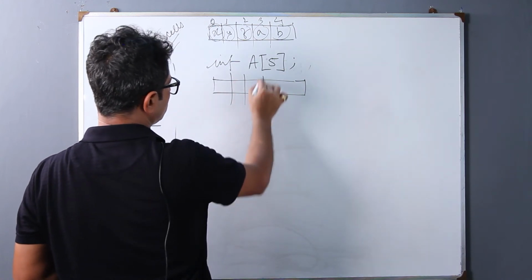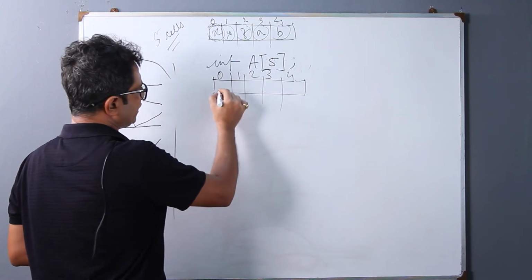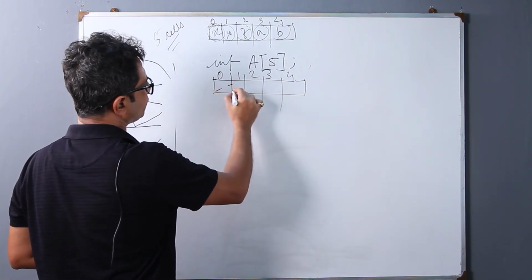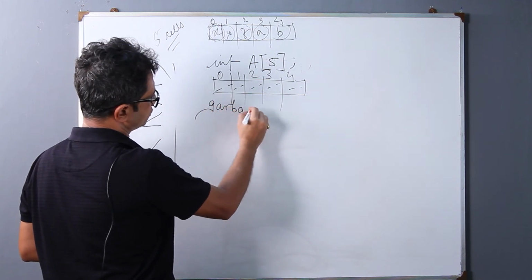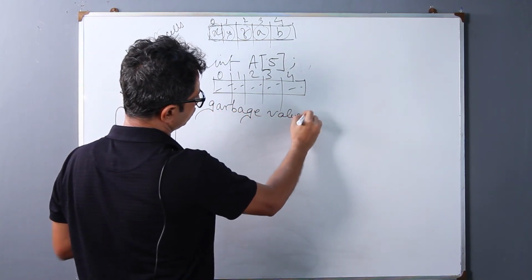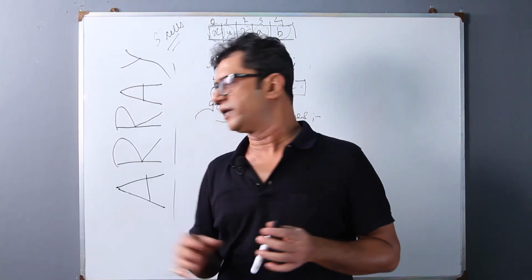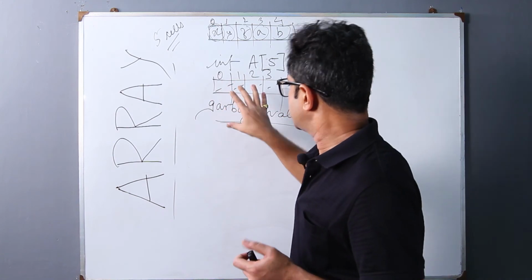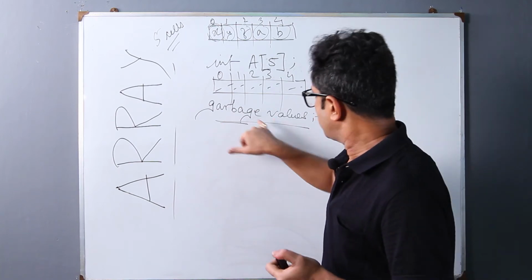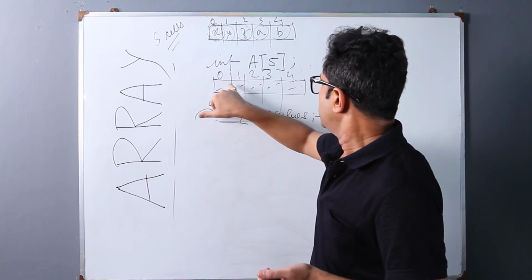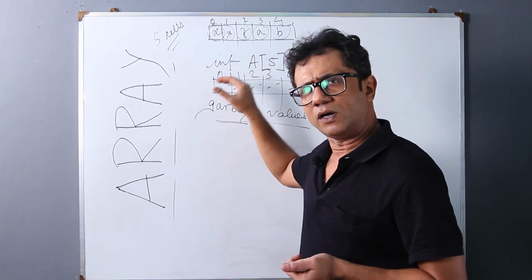unassigned values. These locations 0, 1, 2, 3, 4 will contain unpredictable values, which are called garbage values. Garbage values are nothing but memory locations containing some value which are unpredictable in nature and have no significance in terms of interpretation. These garbage values will always be there in the array if we do not initialize the array in the first instance.